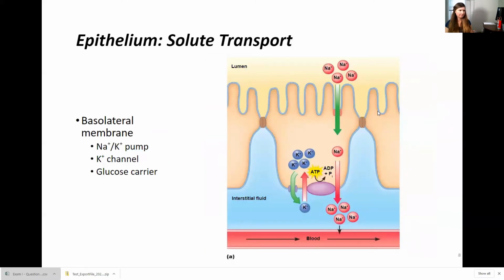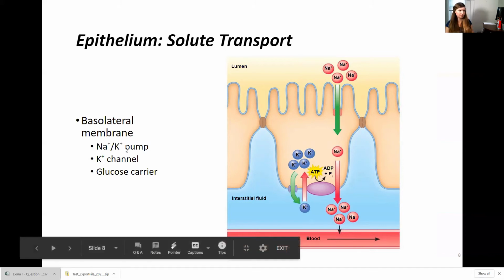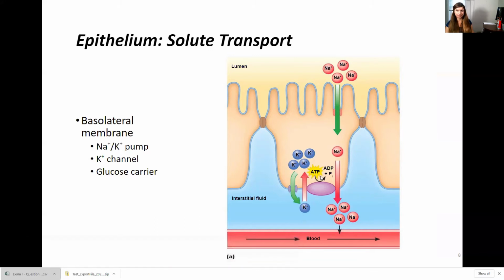Okay. So when we're talking about solute transport across the epithelium, and often when we're talking about really any transport going on in a system in the cell, we're going to start by thinking about our sodium-potassium pump. So in the epithelium, we have a sodium-potassium pump here on the basolateral membrane. What it's doing is moving a lot of sodium out of the cell. It's moving a lot of potassium into the cell.